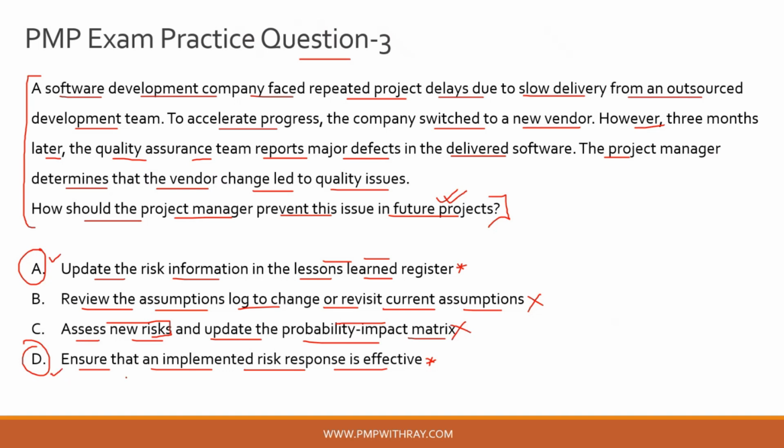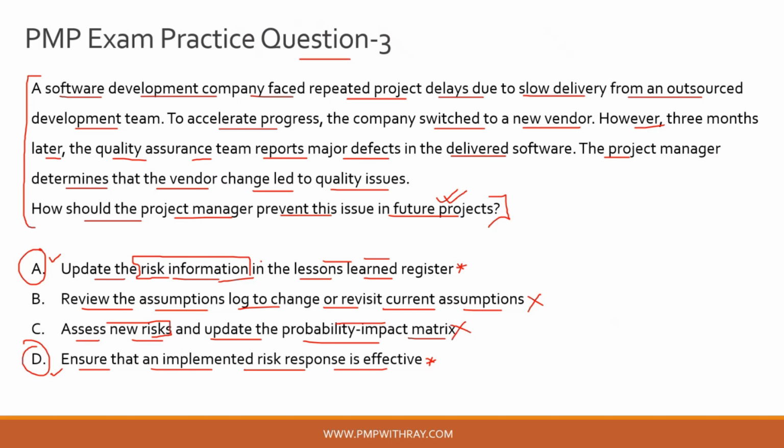Okay, now, if we go back to option A, guys, let's study the answer option word by word. And when I say word by word, I mean word by word. So: update the risk information in the lessons learned register. Now, what is risk information? It can mean a lot of things. It can mean the actual risk, the financial impact the risk has caused, the mitigation response, etc.